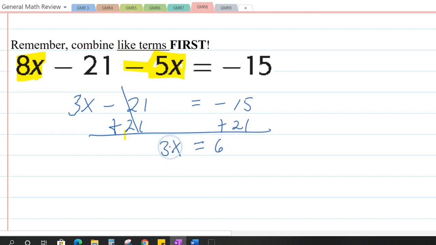The opposite of multiplying by 3 is to divide by 3. Whatever I do to one side of the equation, I do to the other. Cancels. X is equal to 2.